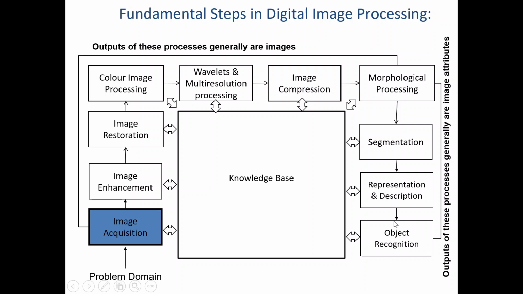We already discussed image acquisition, image enhancement, restoration, color image processing, wavelets, image compression, morphological processing, segmentation, representation and description, and object recognition. If you want to track any object, let's suppose we want to track a car through videos, at that time we have to perform the recognition concept so that any object can be recognized. Here I am just giving an overview of these digital image processing steps.